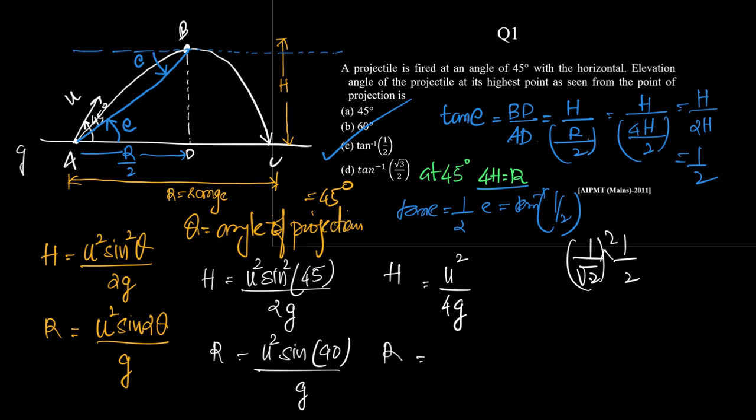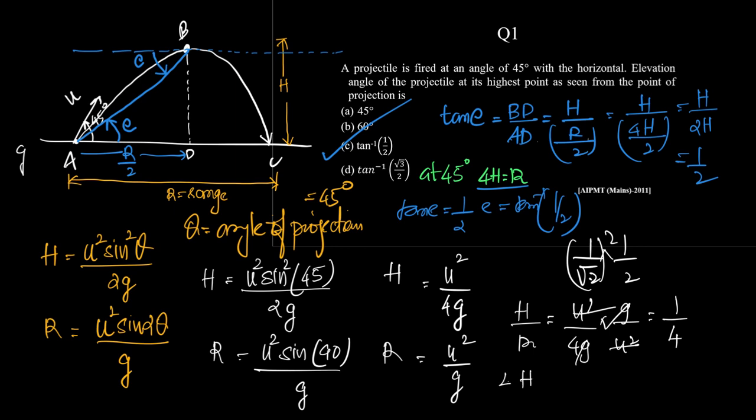And what is R equal to? Sine 90 is 1. So we get this as U square by g. Now what is H by R equal to? H by R will be equal to U square by 4g into g by U square, which is equal to U square by U square is 1, g by g is 1. So what we get is 1 by 4. So that is how we get 4H is equal to R.